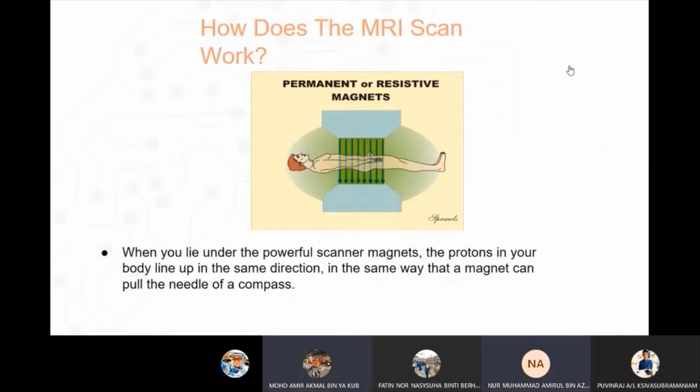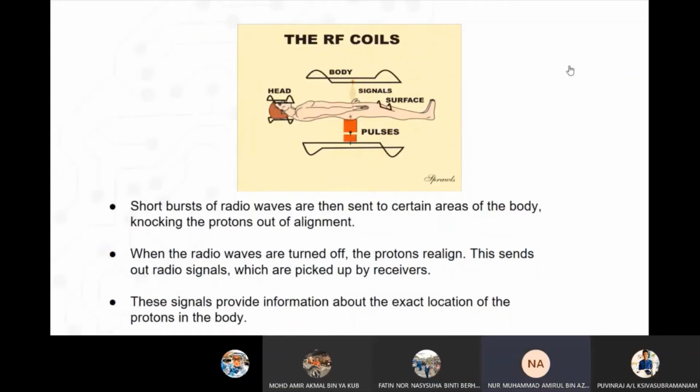Okay, thank you, Amir. My name is Amirul and I'll be presenting how the MRI scan works. When you lie under the powerful scanner magnets, the protons in your body line up in the same direction, the same way that a magnet can pull the needle of a compass. Short bursts of radio waves are then sent to certain areas of the body, knocking the protons out of alignment. When the radio waves are turned off, the protons realign.